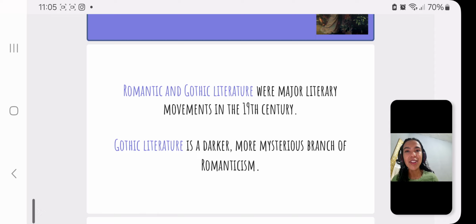So, let's start talking about literature. Romantic and Gothic literature were major literary movements in the 19th century. Gothic literature is a darker, more mysterious branch of Romanticism. I mean, Romantic literature is the big movement, and Gothic literature is a part, a branch of Romanticism, okay?